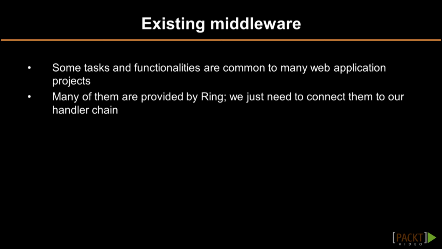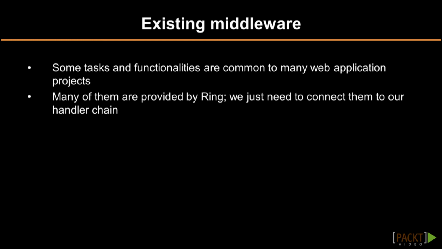Let's start with the static resource serving middleware. In one of our handlers, we are returning a file reference. But what if we had a bunch of resources, such as JavaScript, style sheets, and images? Of course, in production environment, we should not use Clojure to serve static files. It is better to serve them from a standard HTTP server, or even better, from a content delivery network.